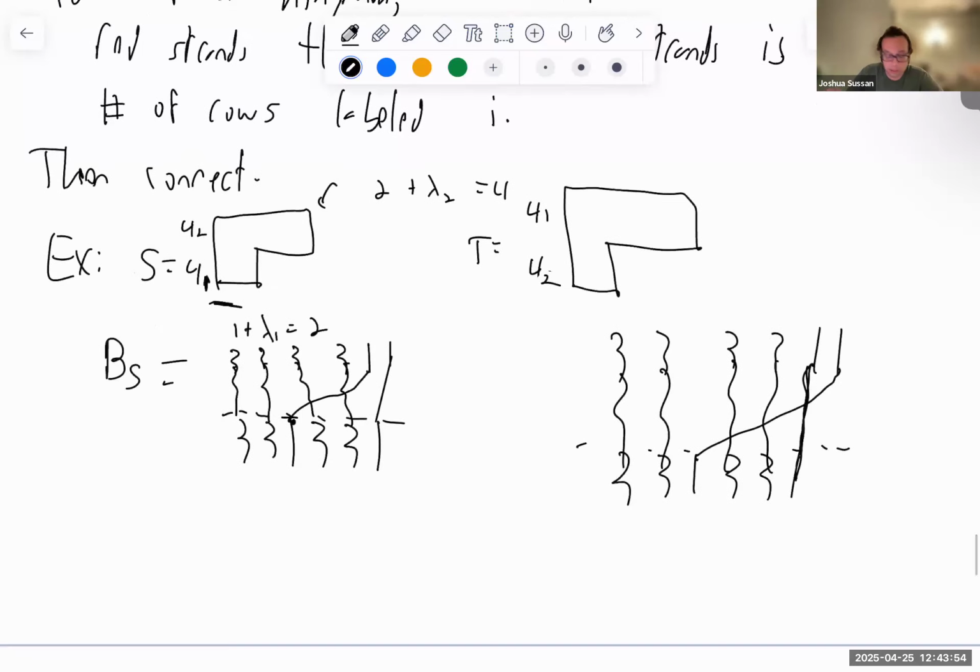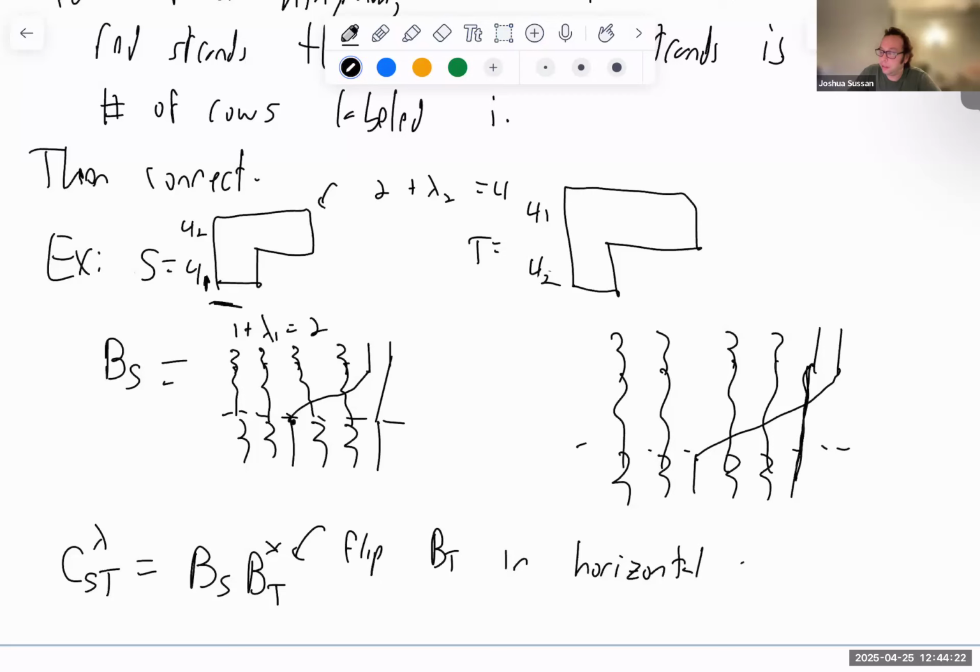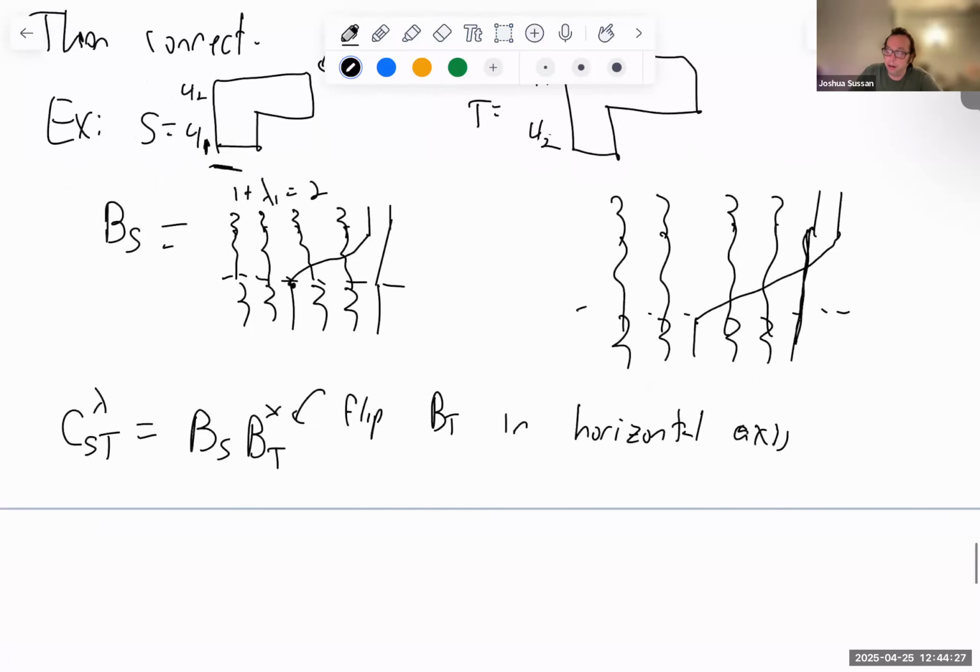Okay, and now getting closer to a punchline. So now I can define an element C_ST^lambda in our Webster algebra. This is given by BS times BT star. I just told you how to define BS. What does BT star mean? It means flip BT in a horizontal axis. Okay, and now a theorem of Stroppel and Webster.